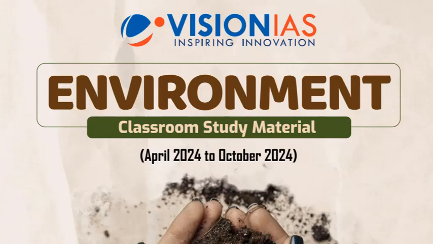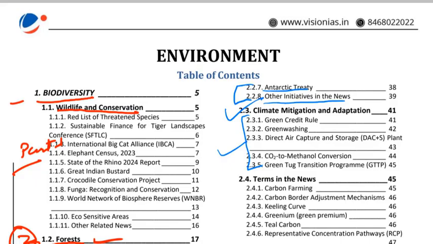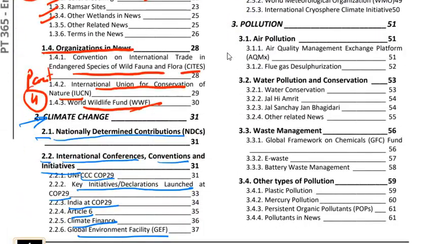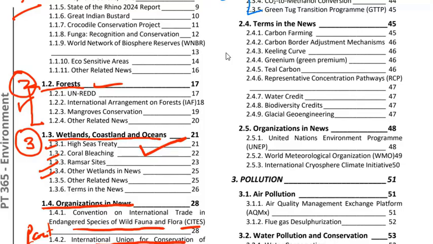We are continuing with our PT365 series of VISIONIAS. This is Environmental Science module. In this, we have already completed our first topic, that is biodiversity, and we are continuing with the second topic, that is climate change. In the climate change topic, in this video, we will study terms in news.